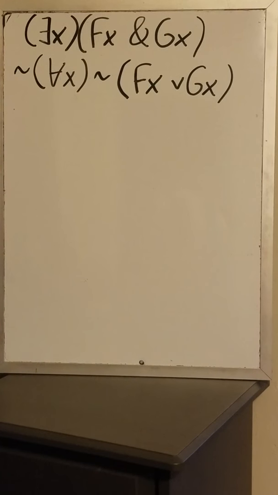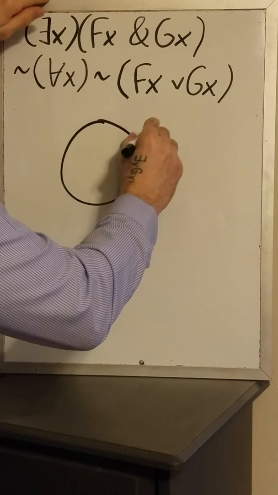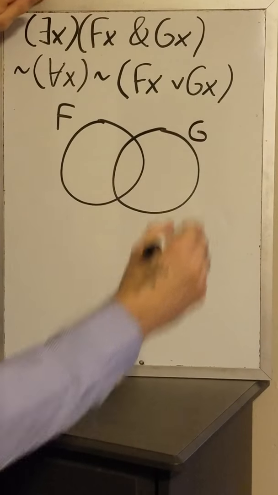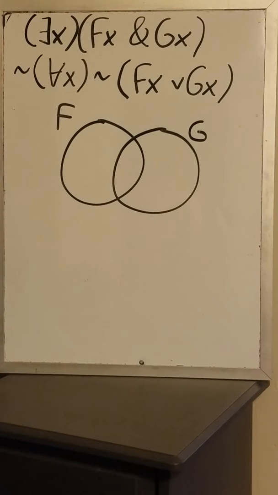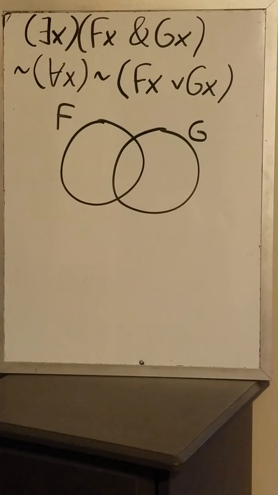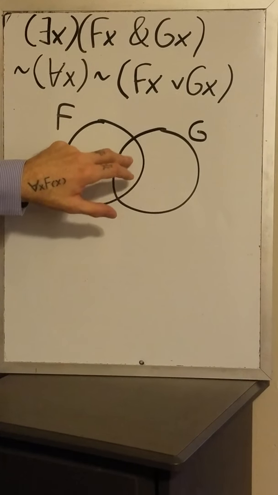But let's go ahead and show the extensions of our predicates, F and G. So we want something that's going to make one of these true and the other one false. If we can do that, then we're done. We've shown them not to be quantificationally equivalent. So this says that there's something that's F and G. It's easy to make that false. We just don't put anything in this intersection here.